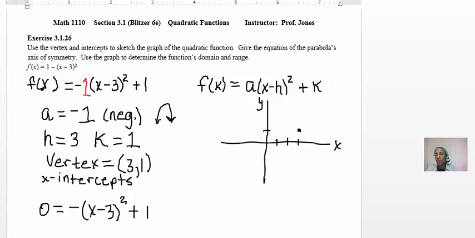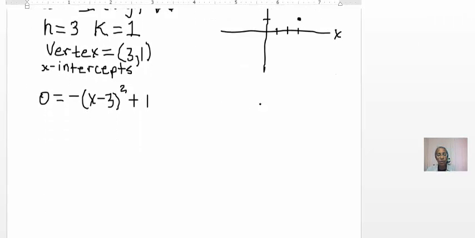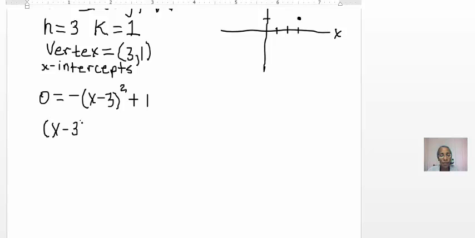Alright, so I want to solve this by the square root property. So I'm going to add the square of x minus 3 to both sides. On the right side, that gives me the square of x minus 3 when I add that to 0. And on the left, I just have a 1.